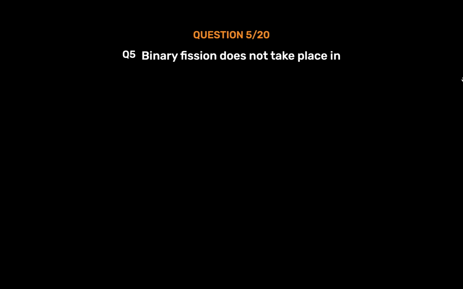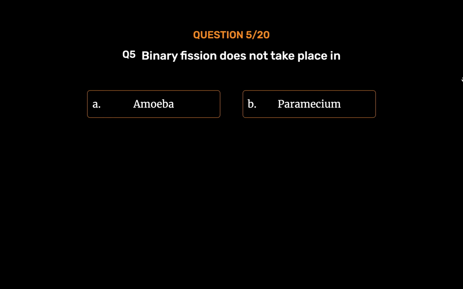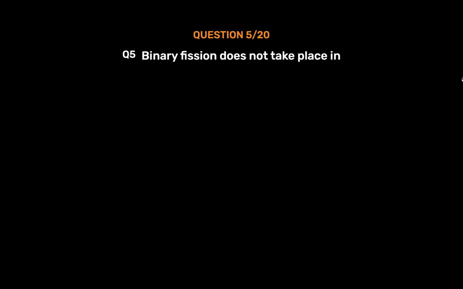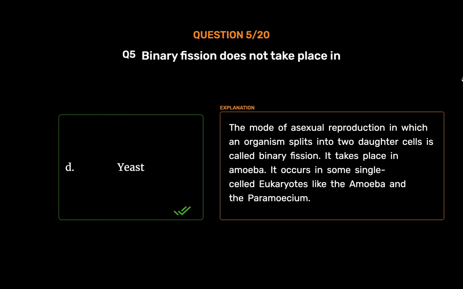Question number 5. Binary fission does not take place in: Option A, amoeba. Option B, paramecium. Option C, bacteria. Option D, yeast. The correct answer is Option D, yeast. The mode of asexual reproduction in which an organism splits into two daughter cells is called binary fission. It occurs in some single-celled eukaryotes like the amoeba and the paramecium.